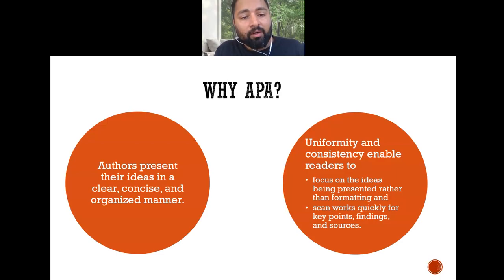So why APA? Authors present their ideas in a clear, concise and organized manner. Then uniformity and consistency, that is a very essential thing if we follow the APA. APA provides the manuscript a uniformity and consistency. If the authors follow uniformity and consistency while writing the manuscript, then it focuses on the ideas being presented rather than formatting, and readers can scan work quickly for key points, findings and sources.